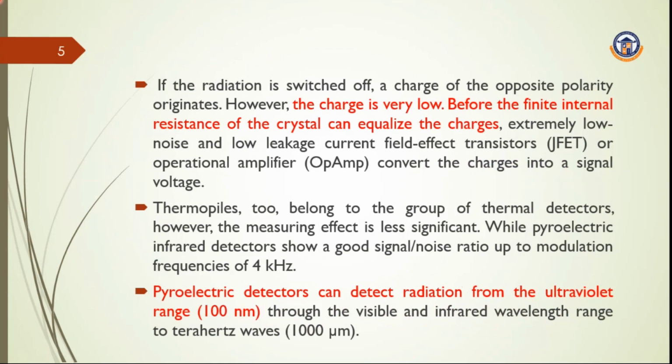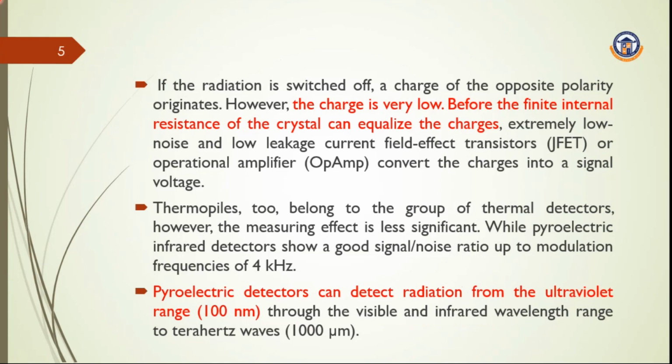When the radiation is switched off, a charge of opposite polarity originates at the surface of the pyroelectric crystal. When the charges are low, the internal resistance of that material helps equalize the charges of that layer. We use a field effect transistor and operational amplifiers for converting the charges produced on the surface into a signal voltage. This signal voltage is later measured with the help of signal conditioning circuits, and temperature is measured at the end.